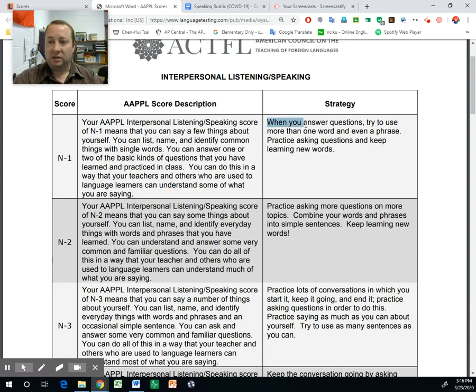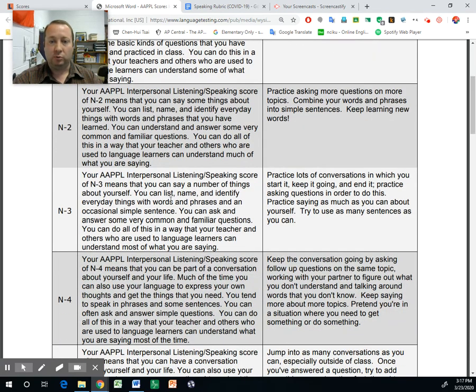So their advice to get beyond that level is try to use more than one word. Try to use a phrase. 我是学生. So if you can use that in a sentence, you've already gotten past N1. Because what are they saying? You can say some things about yourself. You can use some phrases. You can understand common familiar questions. I'm pretty confident you guys are good here.